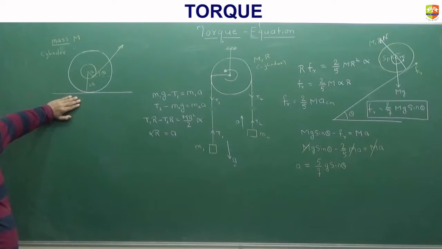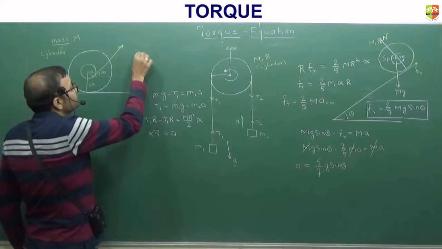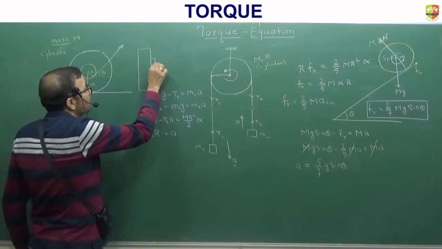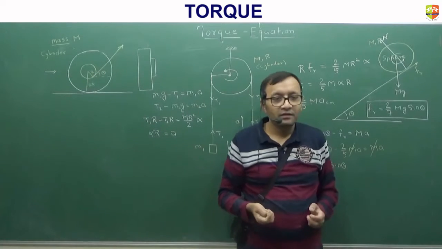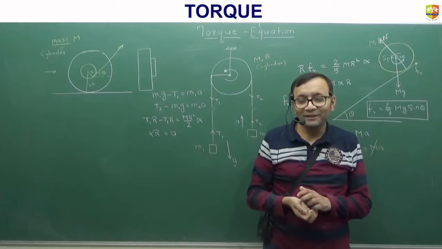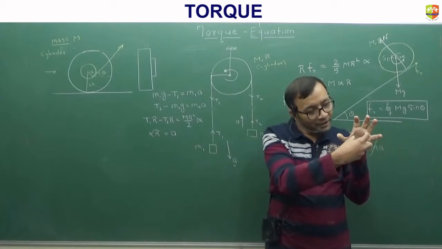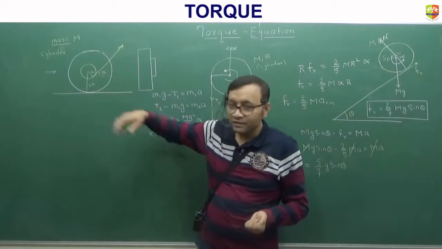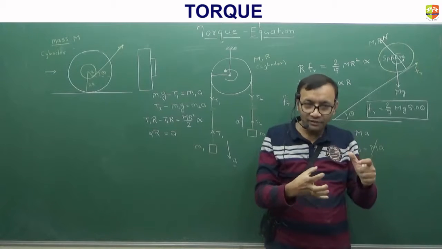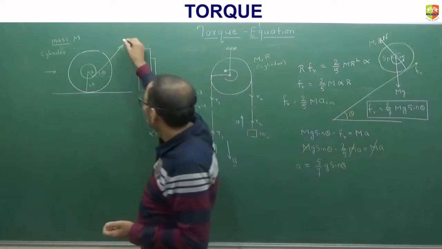So what is the setup right now? Okay, when you look at it from this side, it appears like that. It's a cylinder. From the middle, another small cylinder comes out. This is a string which is wrapped around a smaller cylinder which is fixed on the bigger cylinder.